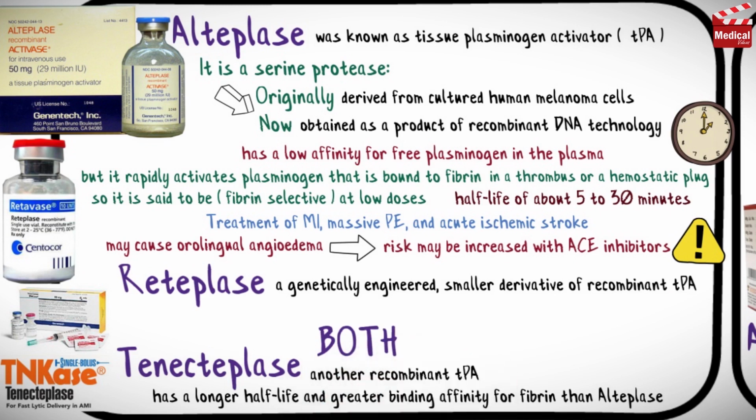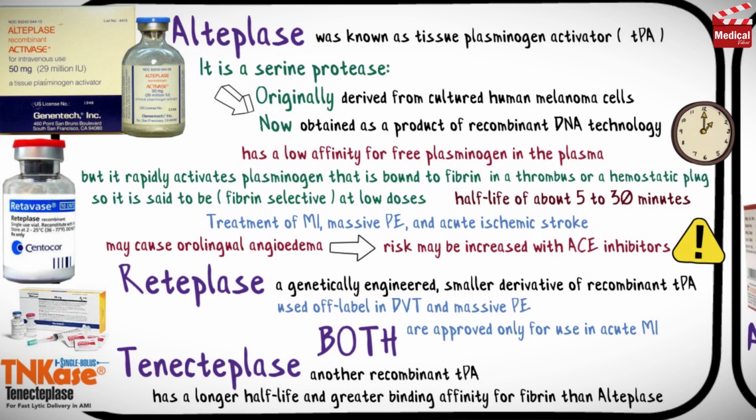Reteplase and tenecteplase are approved only for use in acute myocardial infarction. Reteplase may also be used off-label, in deep venous thrombosis and massive pulmonary embolism. Both agents have longer half-lives than alteplase.